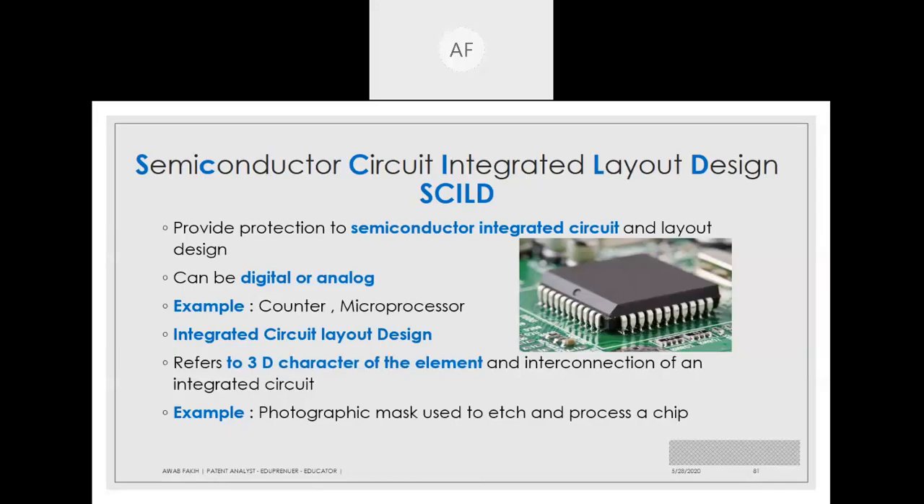Integrated circuits are used in all data processing equipment like mobile phones, laptops, watches, radios, washing machines, and so on. Semiconductor integrated circuits are often called microchips or chips. They can function as timers, counters, microprocessors, and so on. They can be digital or analog. Integrated circuit layout design refers to the 3D characteristics of elements and the interconnection of integrated circuits. For example, the layout of transistors and other circuits and so on. That is a brief about the last type of IPR, integrated circuits.